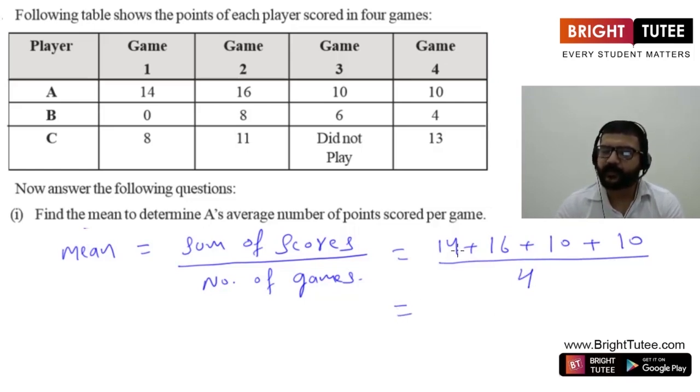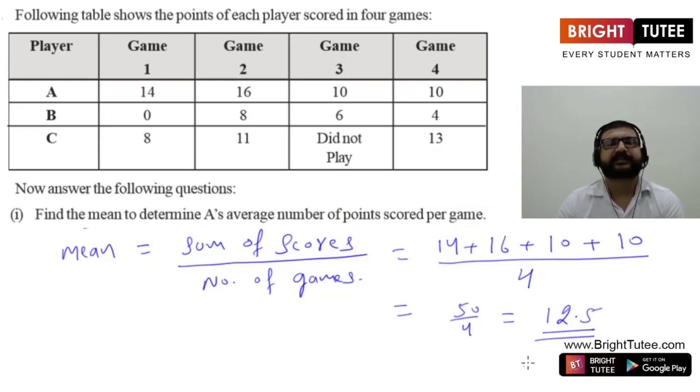Now this sum will be 14 plus 16 will give us 30, 30 plus 10 is 40, 40 plus 10 is 50. Now 50 divided by 4 will be equal to 12.5. Therefore, the mean to determine A's average number of points scored per game will be 12.5. So the answer for the first part of the question is 12.5.